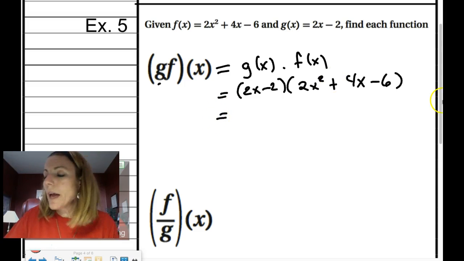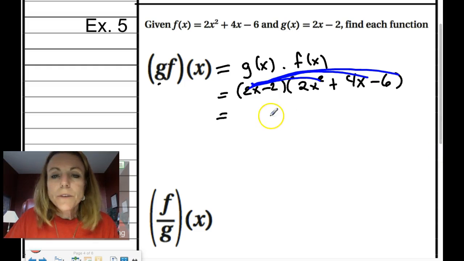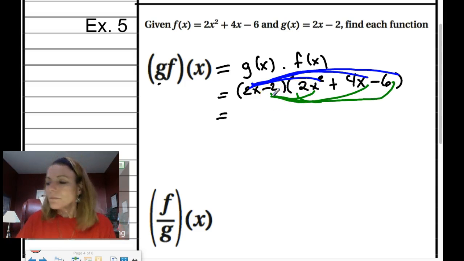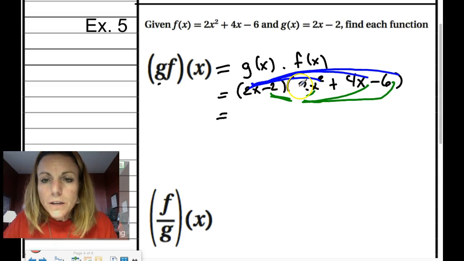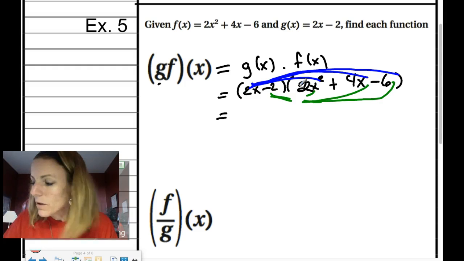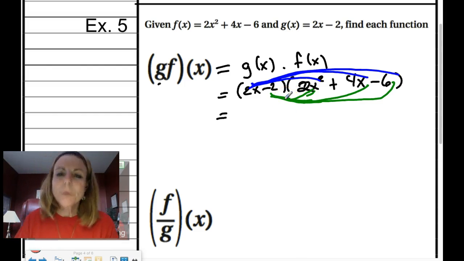So what we're going to have to do now is not FOIL, but we're going to distribute the 2x to everything. Trying to do this, color coding it. And the negative 2 to everything. That's exactly what we're going to do. Let's fix this up here a bit. That 2 back. Go back to the green. Okay, I think we're ready to go.